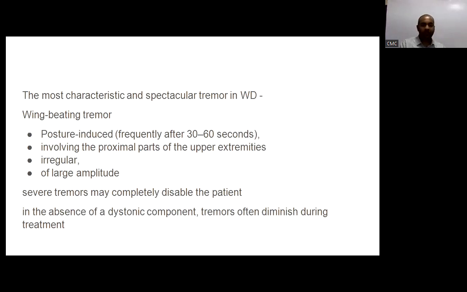Tremor in the absence of a dystonic component is amenable to treatment. We can treat the underlying tremor. I'll show you one video.